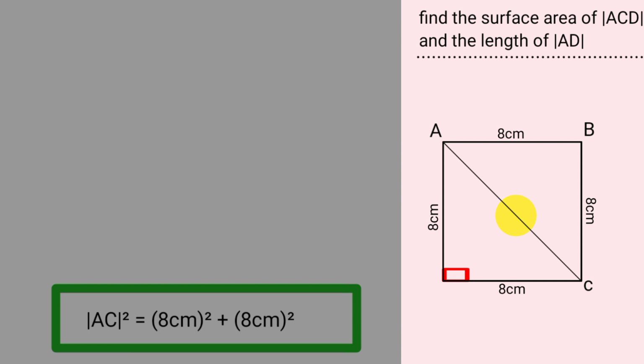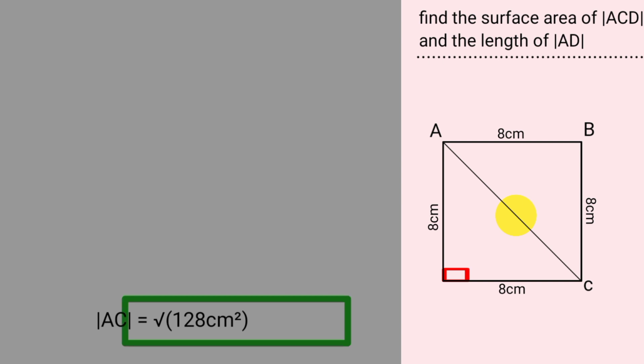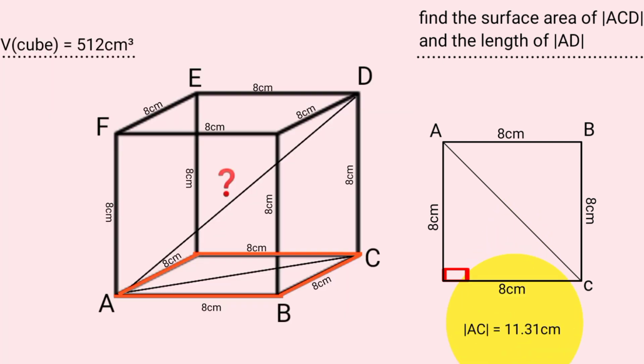8 centimeters squared is 64 centimeters squared. 64 centimeters squared plus 64 centimeters squared is 128 centimeters squared. So line AC squared equal to 128 centimeters squared. To find the exact value of line AC, we find the square root of both sides. Now square root of line AC squared equal to square root of 128 centimeters squared. Square root of line AC squared is line AC, and here square root of 128 centimeters squared is 11.3137, approximately equal to 11.31 centimeters. So line AC equal to 11.31 centimeters.